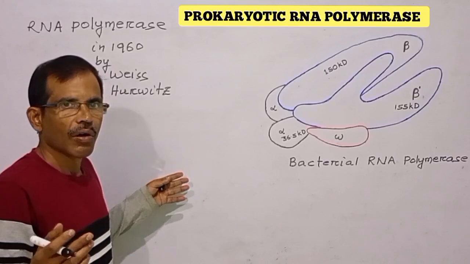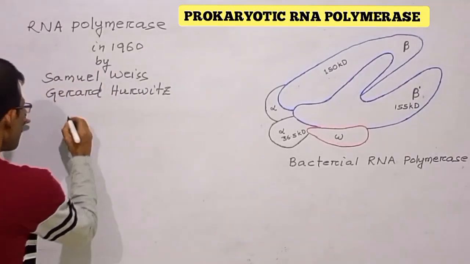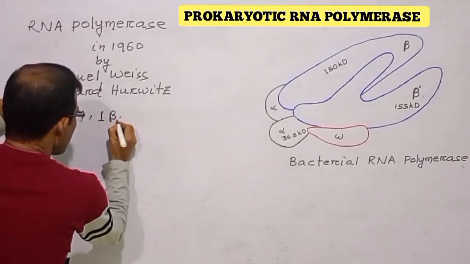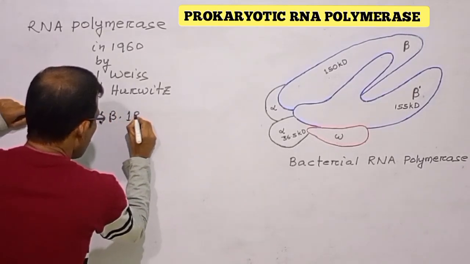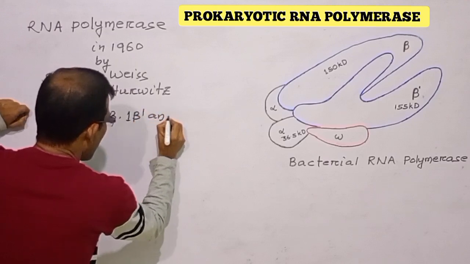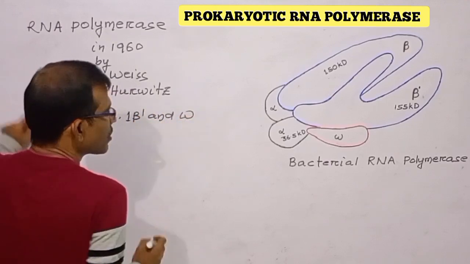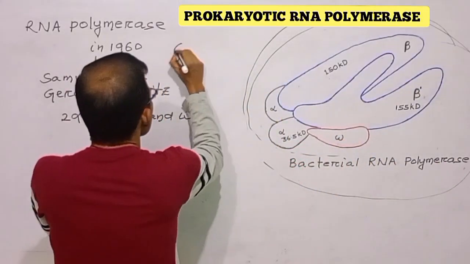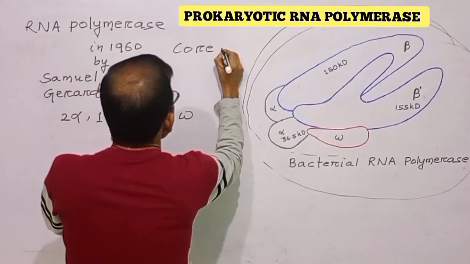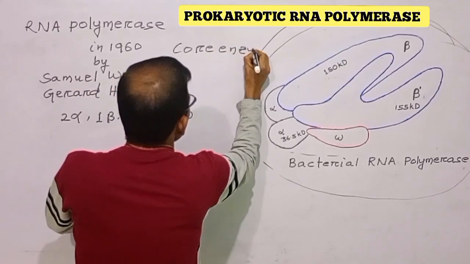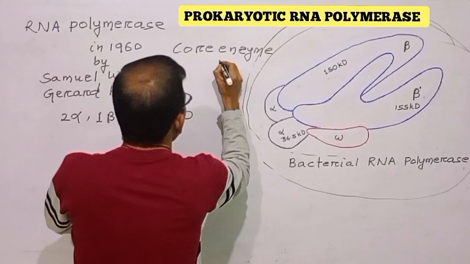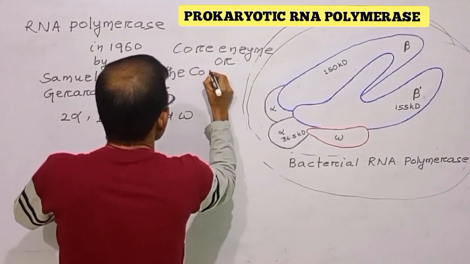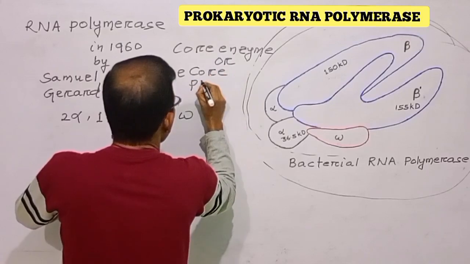It consists of 5 subunits that include 2 alpha, 1 beta, 1 beta prime and a smaller omega subunit. All these 5 subunits together form the core enzyme or the core polymerase.